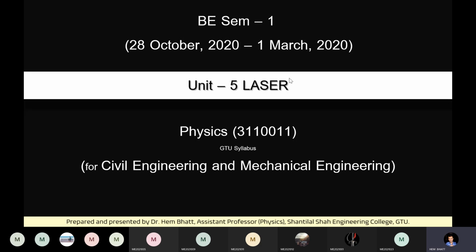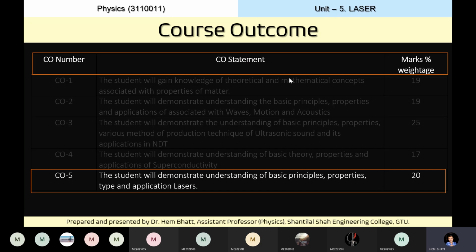As you know, there are 5 outcomes of physics, and this unit laser is pertaining to the 5th course outcome, which is: the student will demonstrate understanding of basic principle, properties, types, and applications of laser.